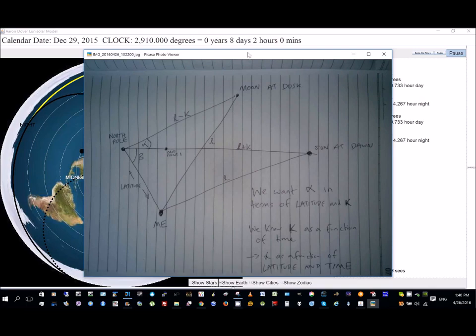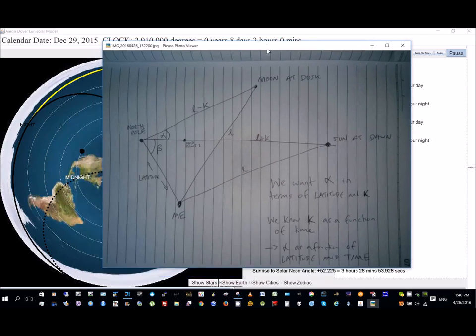The second triangle I've drawn on is after it's been rotated round. So you've gone from the dawn to the dusk. At dusk, the distance from me to the moon is now L.